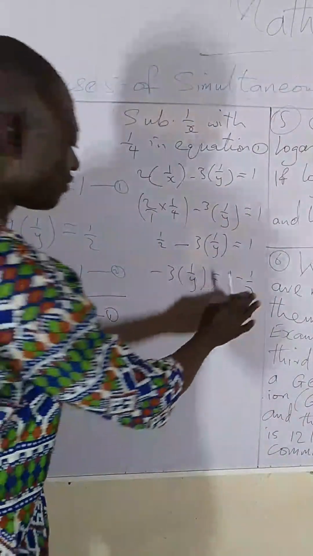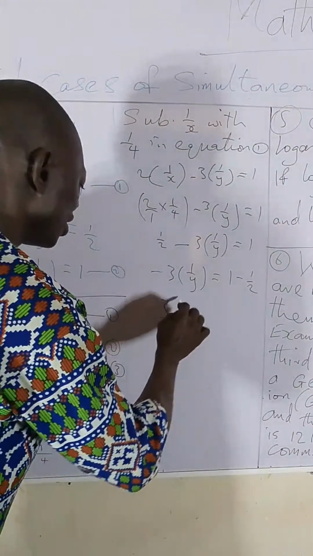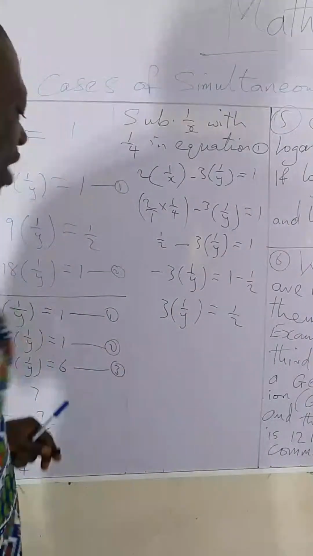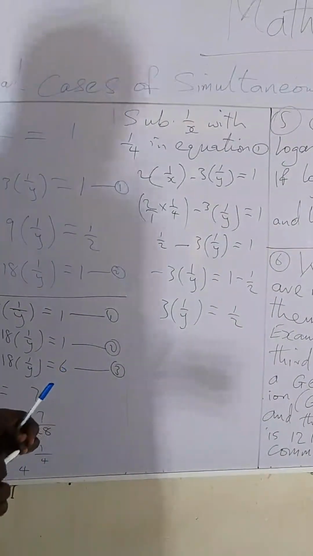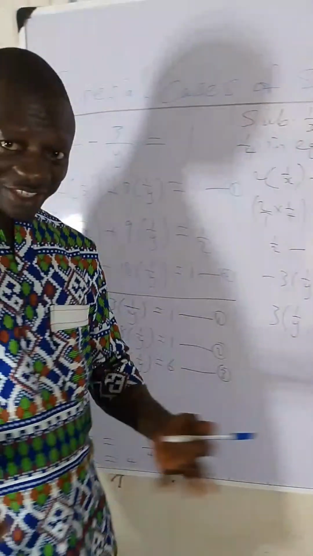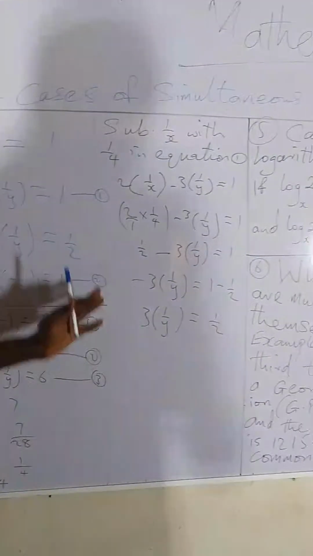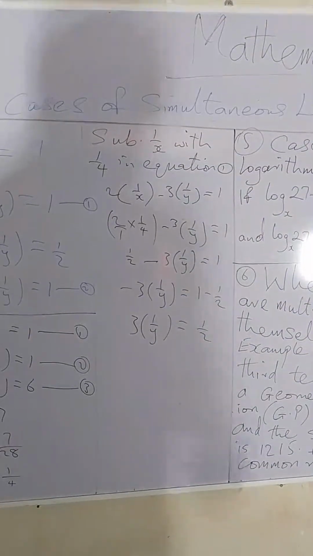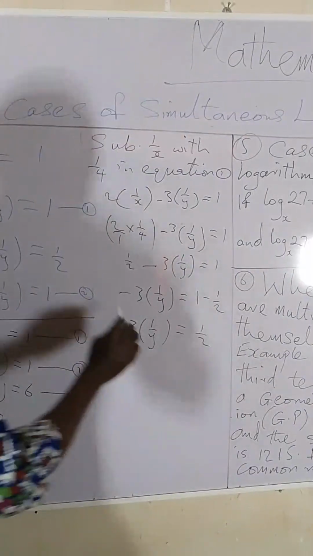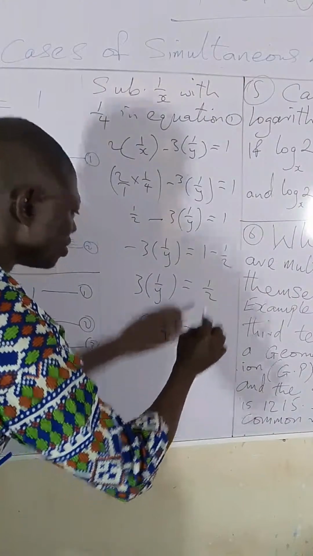What is 1 minus half? 1 minus half is half. And so we're going to have 3 into 1 over y is equal to half. Then we divide both sides by 3. However, if you like, you clear the fraction, whichever way. But if we say let us clear the fraction, we multiply each term now by 2. Multiplying this by 2 will give us 6 into 1 over y, bracket, is equal to, multiplying this by 2 will give 1.